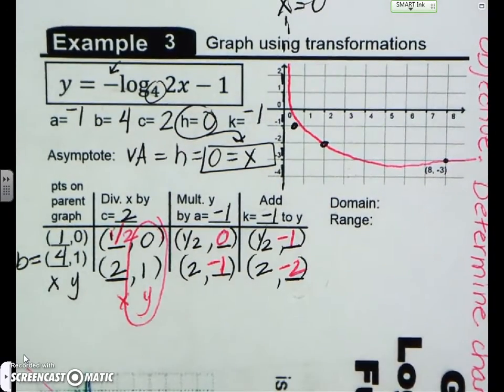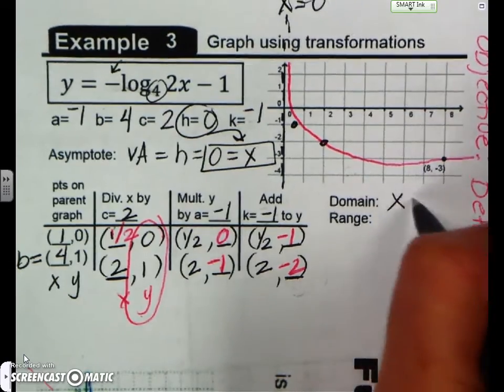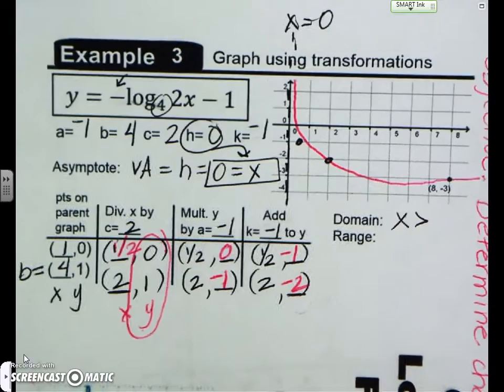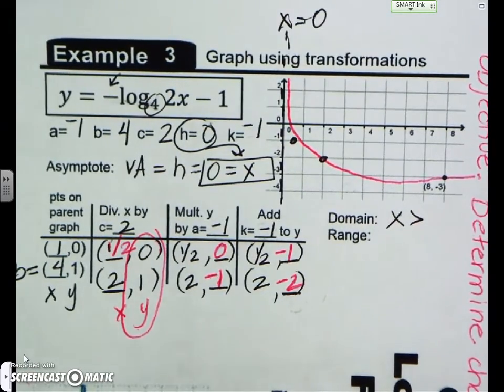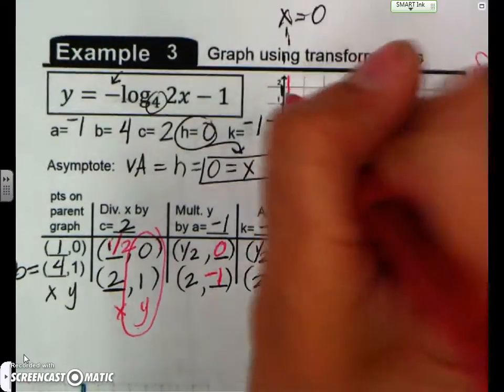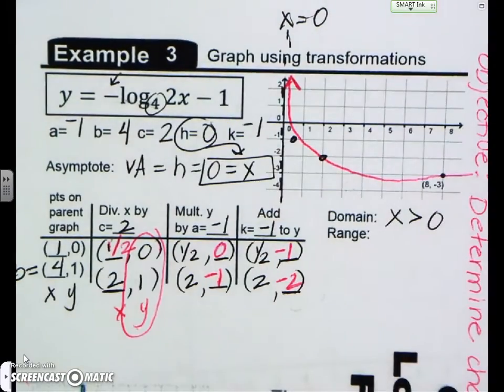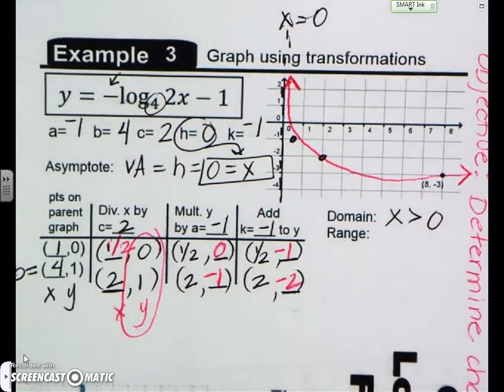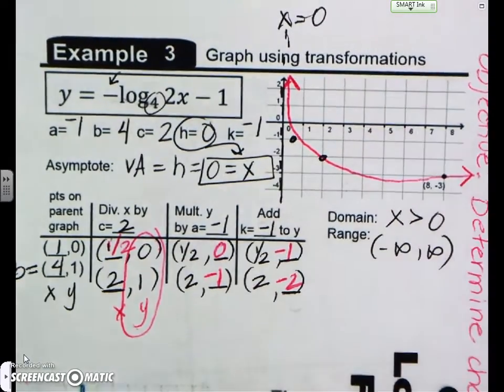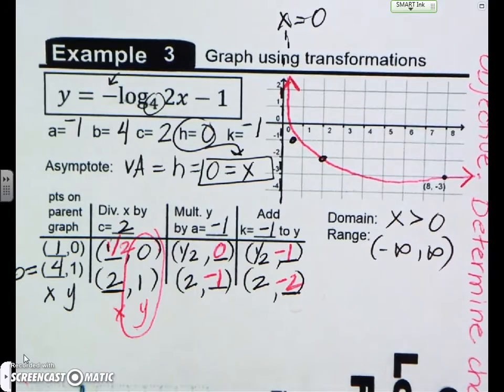Your domain would be all x values that are greater than your vertical asymptote. What is your vertical asymptote? 0. So it's all x values, everything above or to the right of 0. Okay, your range, does your graph go forever up? Yes, and then since it's going to the right forever, it's going to go down forever. So your range is -infinity to +infinity.